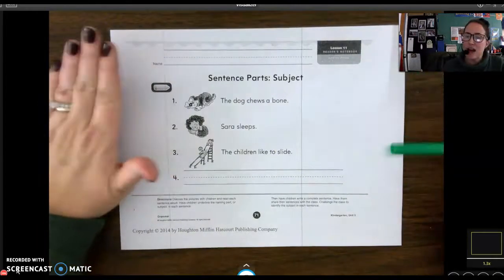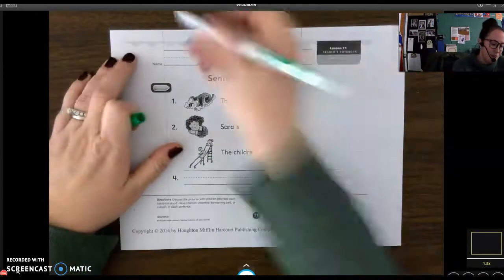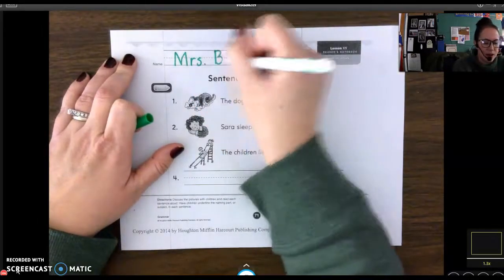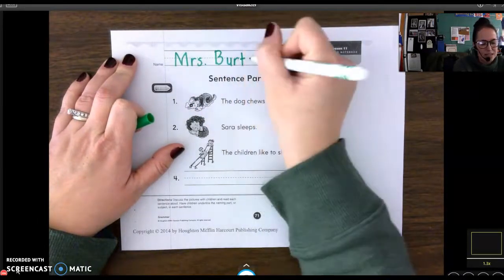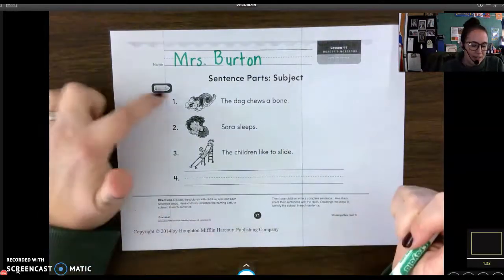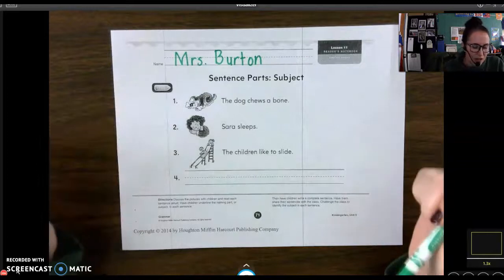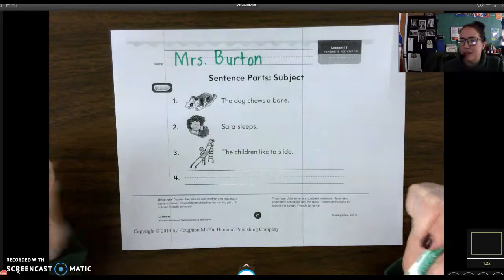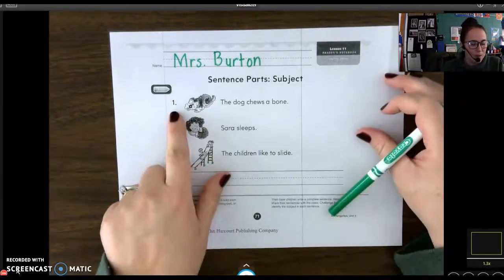So let's think of these. You need to get this out of your packet and get your name on the top. And then we're going to look at these sentences and think about what the sentence is about, what the subject is. All right, I'm going to read each sentence to you, and we're going to draw a line under the part of the sentence that names what it's about, what the subject is. So let's look at number 1.